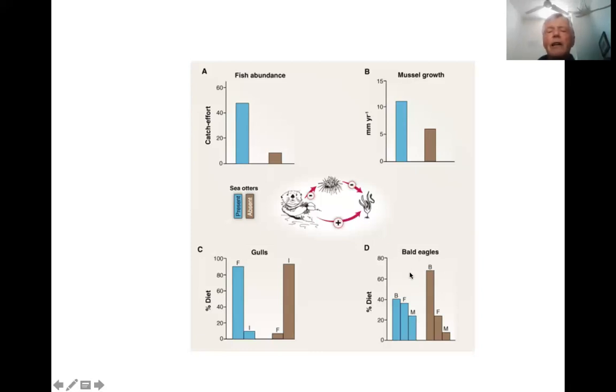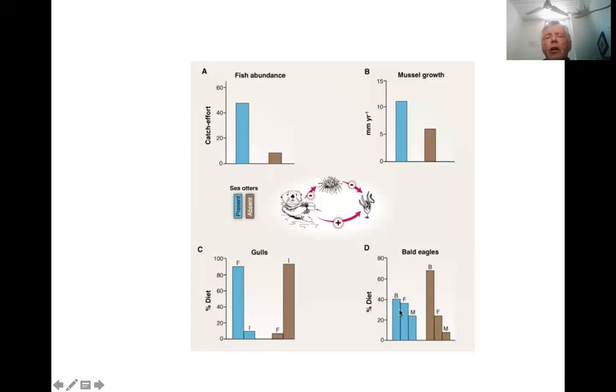And the last little example I want to give you is fairly similar to the gull example, but it involves another species, and that is bald eagles, which are also quite abundant in the Aleutian Islands. And essentially what you see in the diets of eagles is that when otters are abundant, they feed not in equal amounts, but in all 3 cases, both birds, which are B, fish, which are F, and other mammals, which are M, form important parts of the bald eagle's diet.